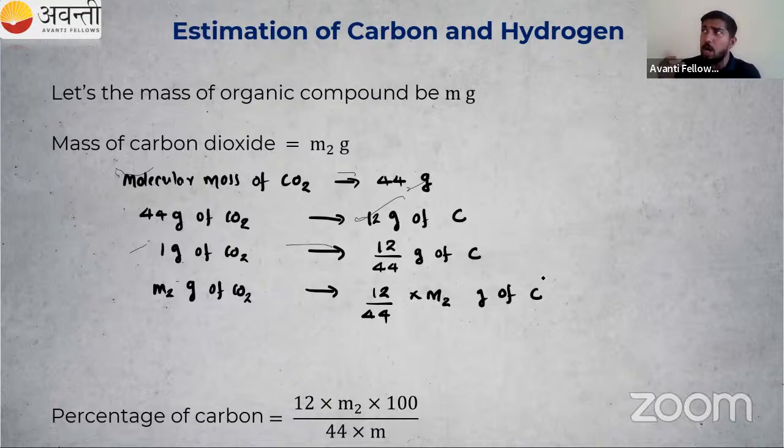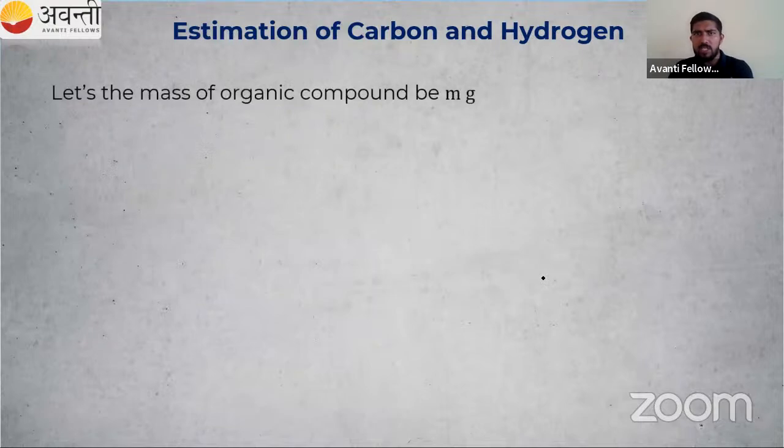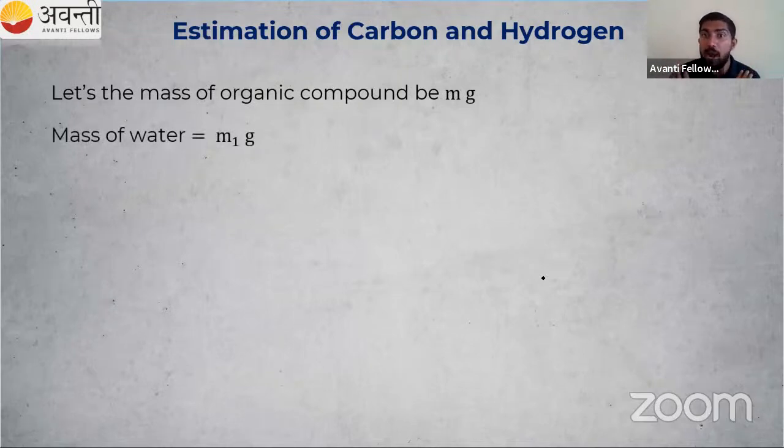How to find the percentage of hydrogen? Due to the presence of hydrogen, water is formed. So based on water, we can find the percentage of hydrogen. Let us check that one. So I have an organic compound, JNV Srigakulam students. Its mass is m gram. Then we have water, H2O. I'm assuming that the mass of water present is m1 gram.